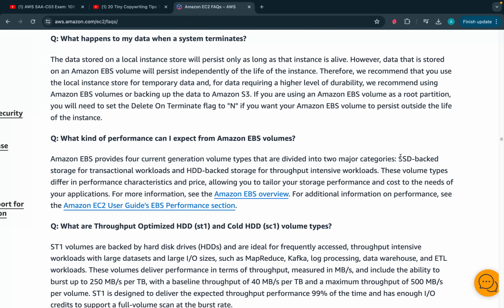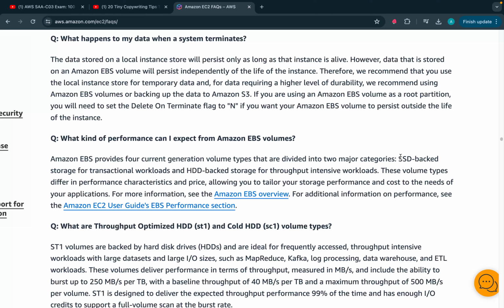What kind of performance can I expect from an EBS volumes? Amazon EBS provides 4 current generation volumes that are divided into 2 major categories: SSD back storage for transactional workloads and HDD back storage for throughput intensive workloads. So what's the difference actually? If this is transactional and that is throughput intensive, I'm pretty sure you can understand the difference, because I cannot.